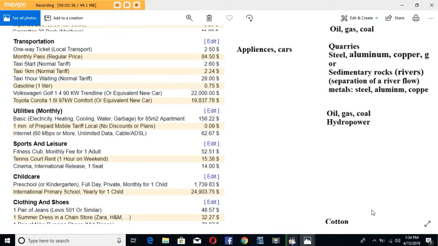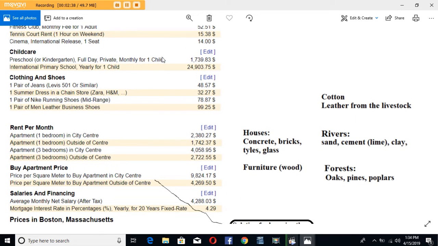The fifth items are childcare and education. Education is essential to find a better paid job. The sixth items are clothing and shoes. The raw material for clothing is cotton. Leather is used as a byproduct from the livestock.